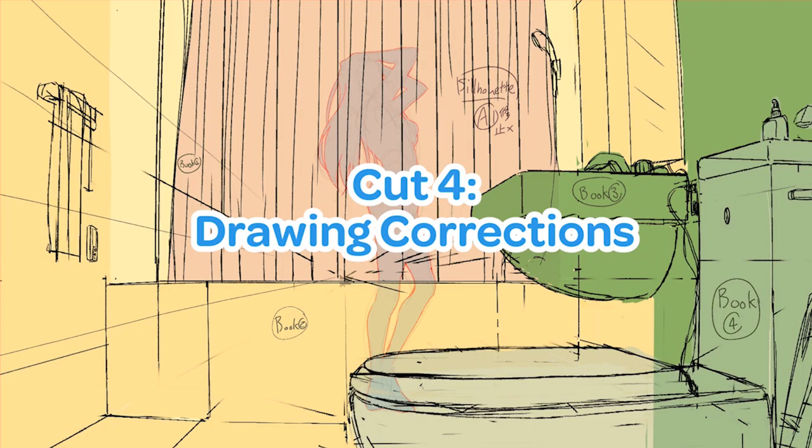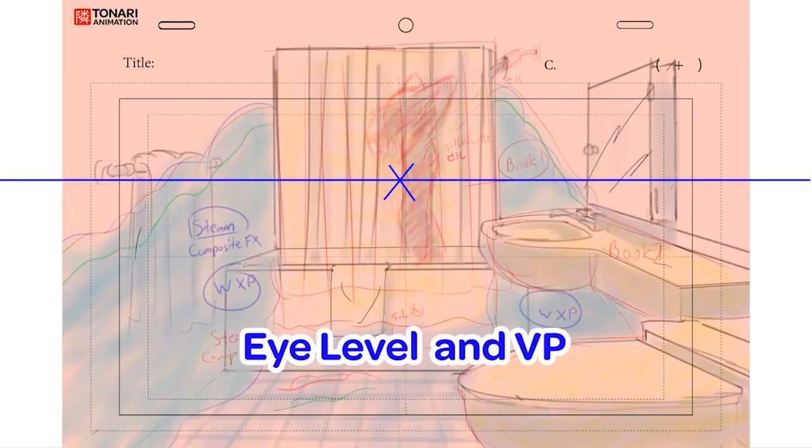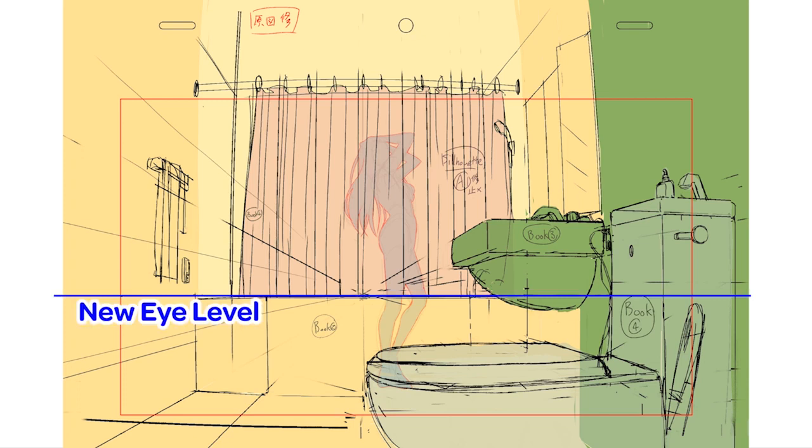Cut 4. Drawing corrections. For this cut, the perspective lines didn't converge to the eye level properly, and the overall proportions needed adjusting, so I ended up redrawing the background and the character. I lowered the eye level and redrew the perspective with a wide-angle lens feel, since a bathroom shot like this would be hard to fit much of the room on screen if shot with a normal lens.